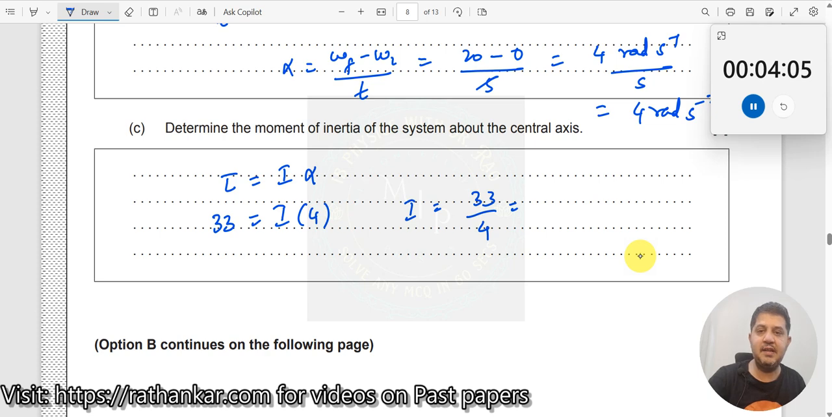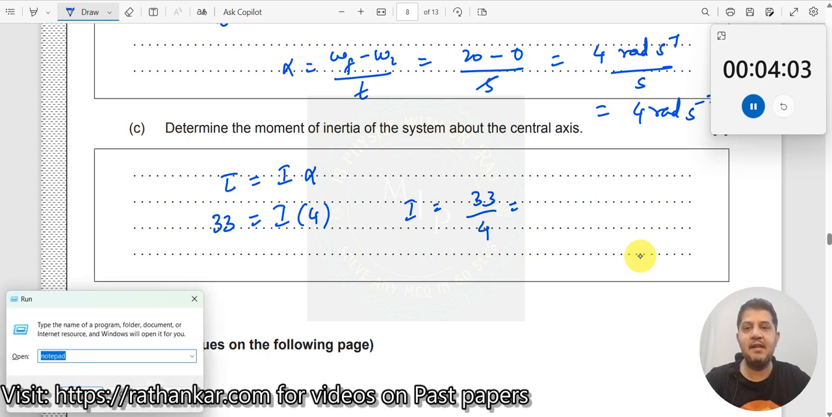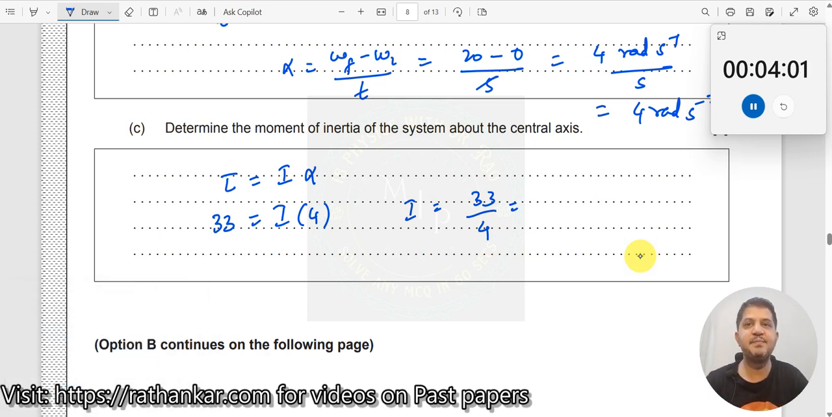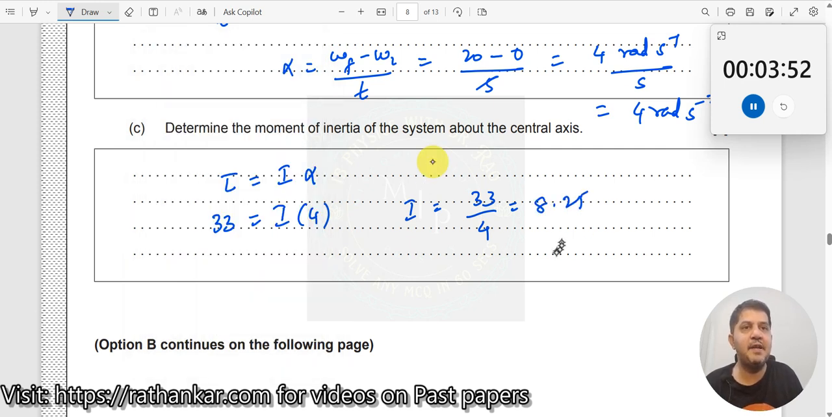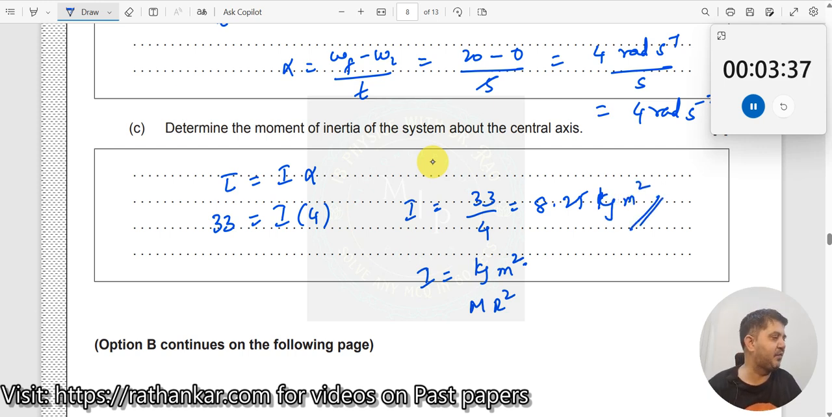Let us calculate this. Let me take the calculator. 33 divided by 4 will be 8.25. So I get the answer here as 8.25. What is the unit? What is moment of inertia given by? Mass into radius square, distance square. So this should be kg meter square. 8.25 kg meter square. Let us move on to the next question.